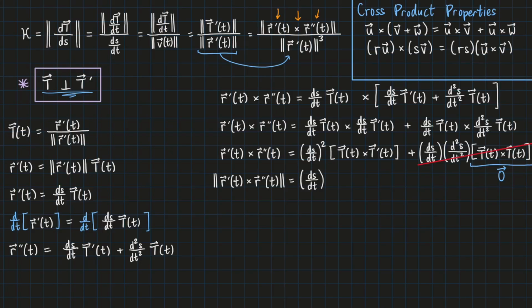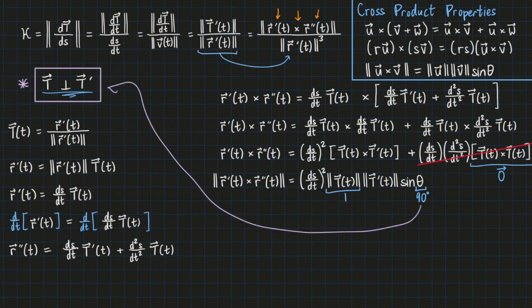Now we need the magnitude of this cross product. Recall that the magnitude of the cross product of two vectors is the magnitude of the first vector times the magnitude of the second vector times the sine of the angle between those two vectors. The magnitude of the unit tangent vector is 1, and the angle between T and T prime is 90 degrees. This is from knowing that T and T prime are orthogonal to each other. And then the sine of 90 degrees is just 1.